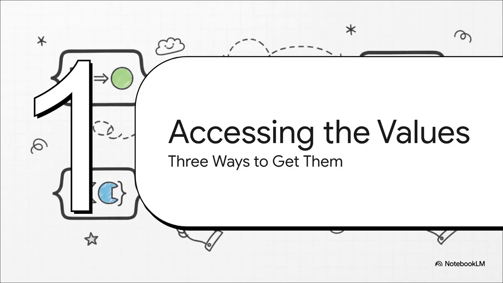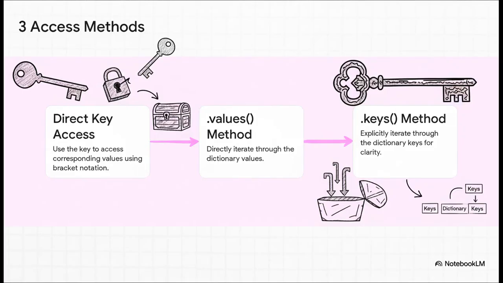Okay, so we've got the keys, but what about the values? The actual data we probably care about. Let's look at a few different ways to get to them. We're going to cover three main ways to do this. First, we can use the key we already have to look up the value. Second, we can use a special method called values. And third, there's another method called keys.